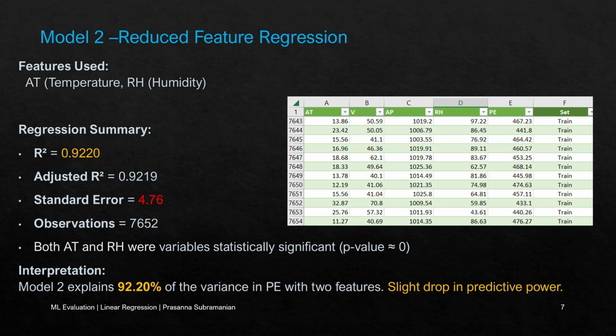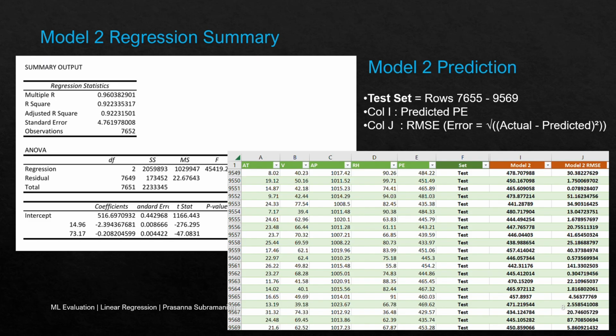The standard error is slightly higher, because model 1 is 4.53 and this one is 4.76, and the 92.20% is the variance explained. So with just two features, the predictive power is more or less nearly the same but slightly dropped compared to model 1.